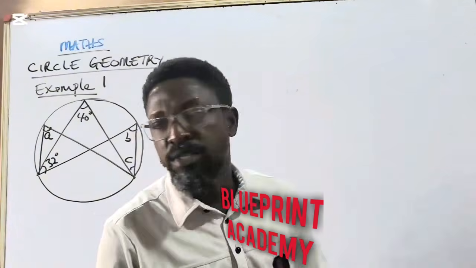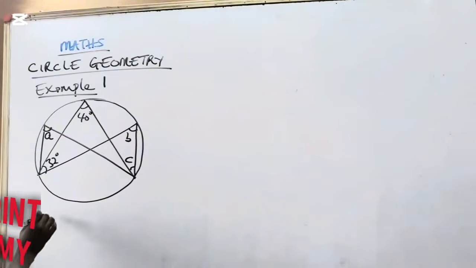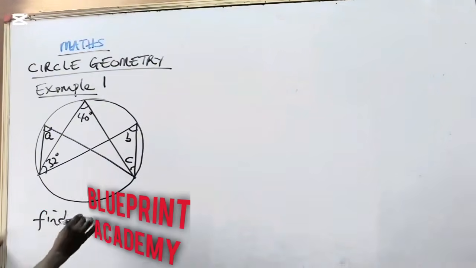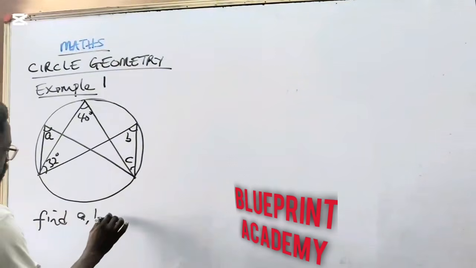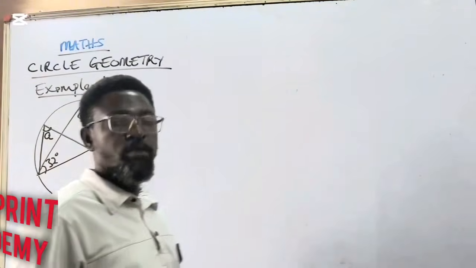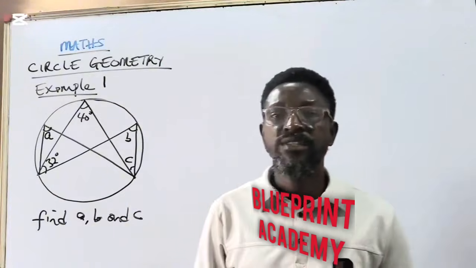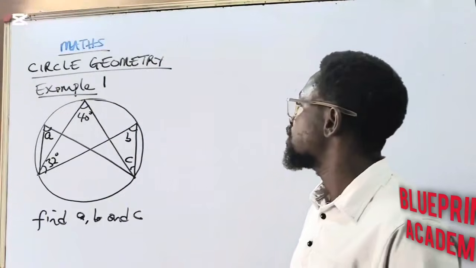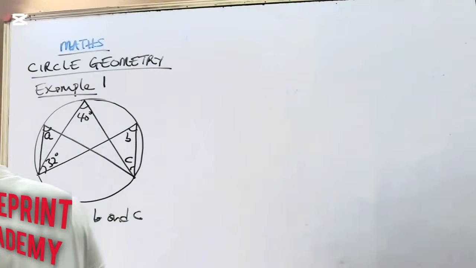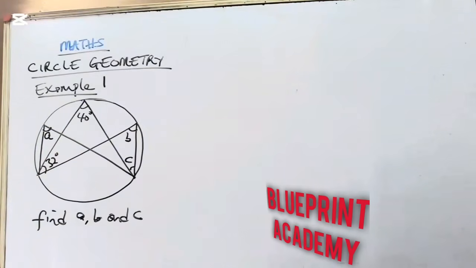Now let's take a look at the first question on the board. We want to find the value of A, B, and C. Like I've always told you, just remember the theorems. If you can remember the theorems, you can solve any question on circle theorems. Now let's look at the question here.